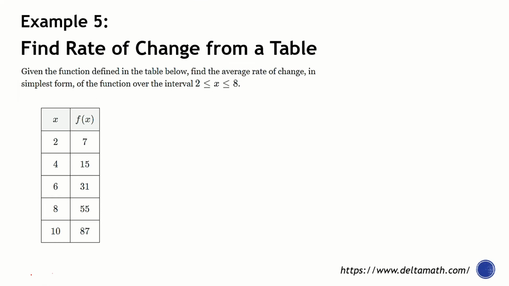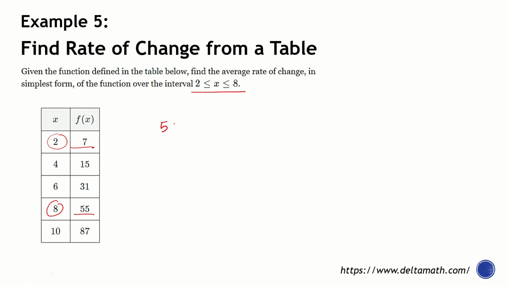Now here we have another table, but this is more abstract because here it says that we need to find the average rate of change in simplest form, if it's a fraction, of this function over the interval 2 is less than or equal to x, and x is less than or equal to 8, or x is between 2 and 8. So here, remember that 2 and 8 are the x values. So just look for those numbers from the table, and the corresponding y values or the output values will be 7 and 35. So just use the slope formula here and solve, or the rate of change formula.